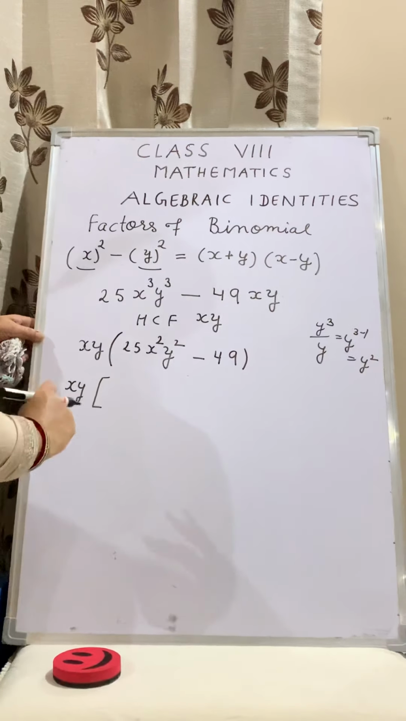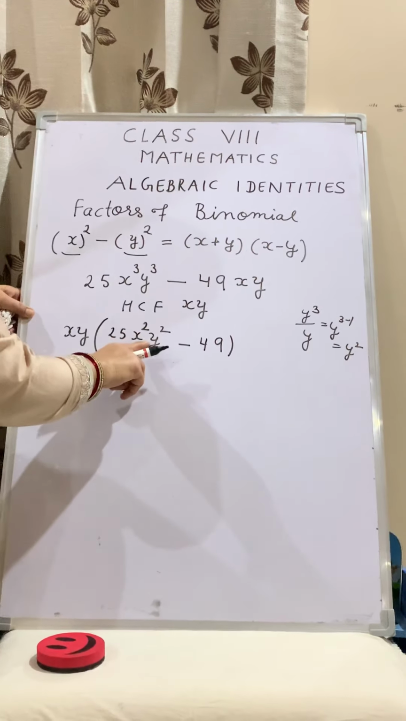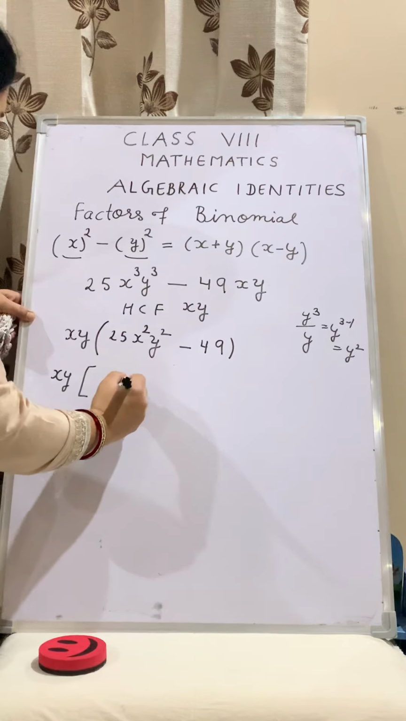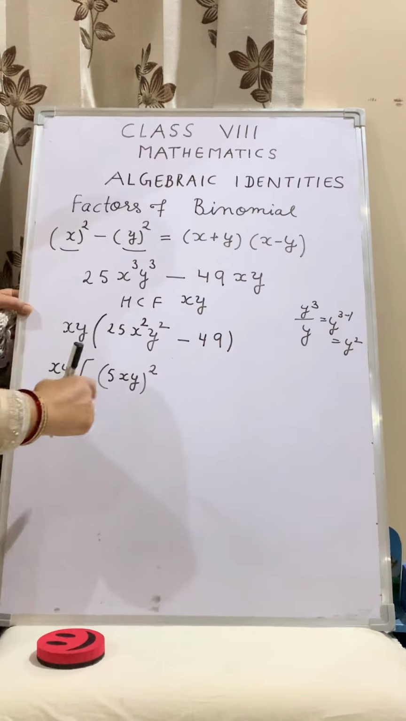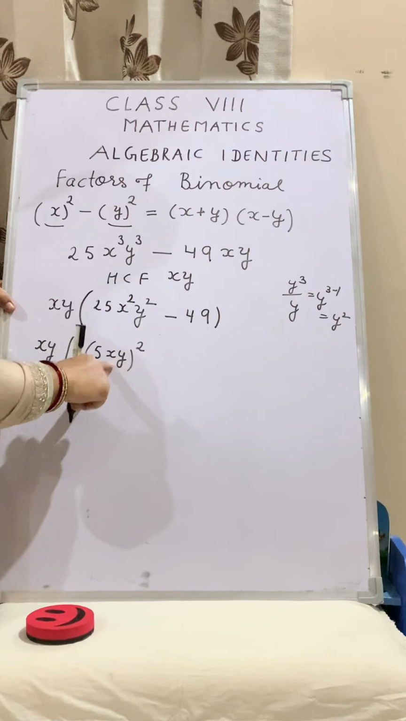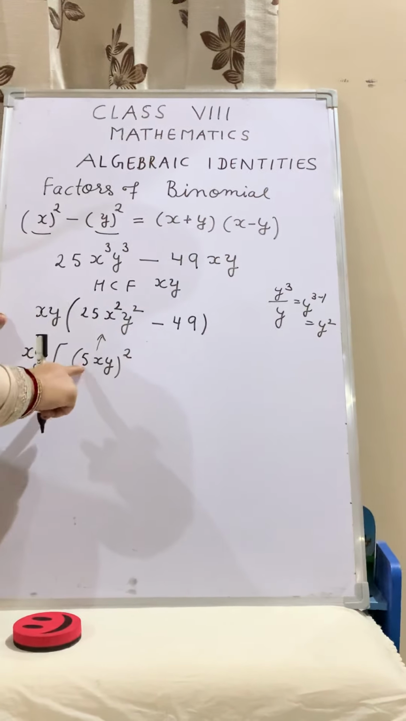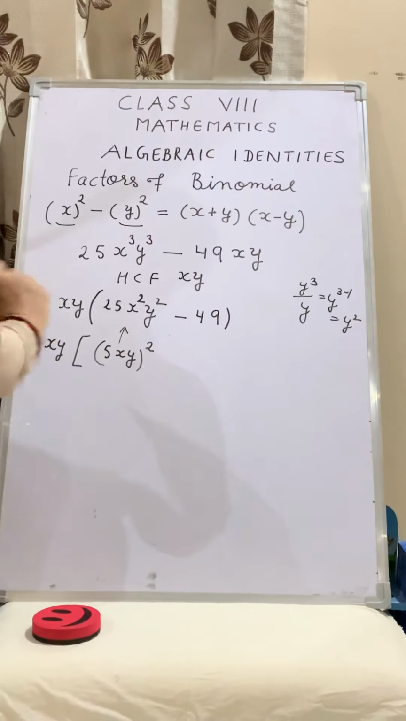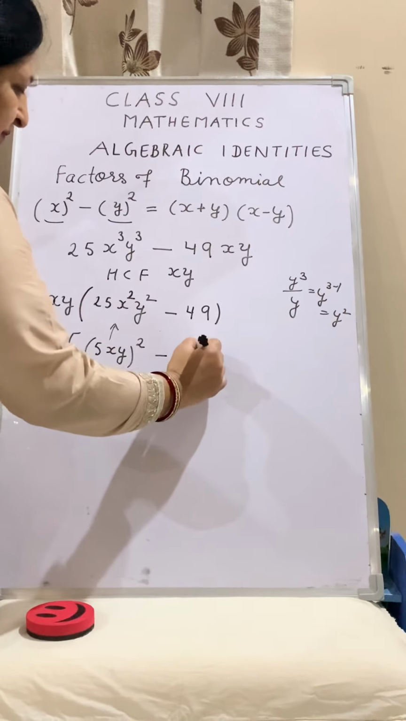Now we will make 25 is the square of 5, x square is the square of x, y square is the square of y. We will write 25x square y square is 5xy whole square. When you write, then check it, the square of this, is it yes or not. 5 square is 25, x is x square, y is y square. Now it is right. Minus, we will write 7 whole square.